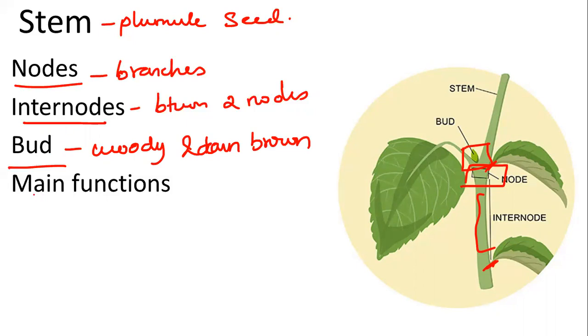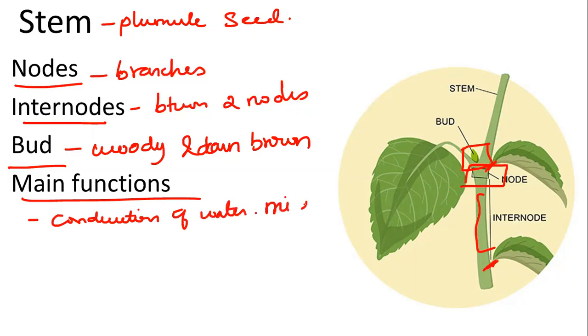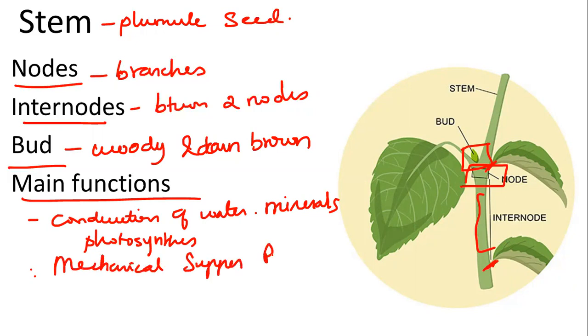When we talk about the main functions of stem, the main function is conduction of water. That means supply of water and minerals throughout the plant. It also helps in photosynthesis, because the products of photosynthesis are stored in the stem part. It also helps in mechanical support as well as protection, and it also helps in vegetative propagation.